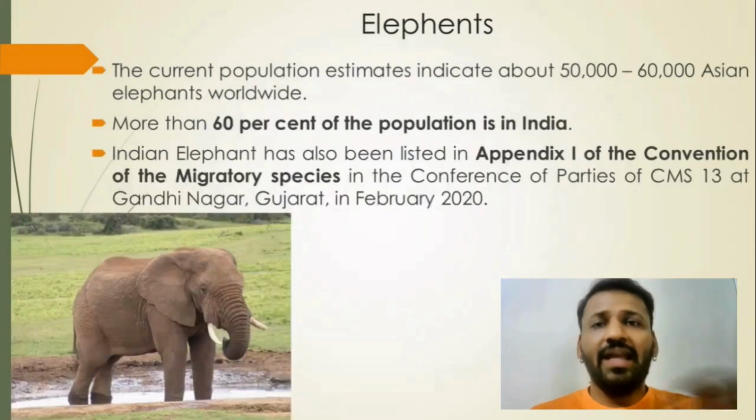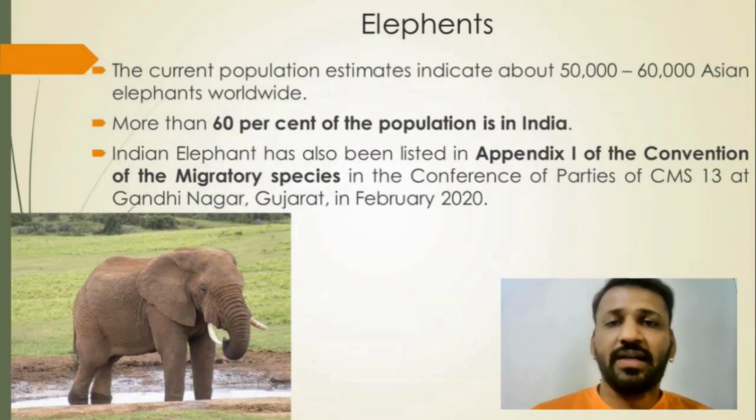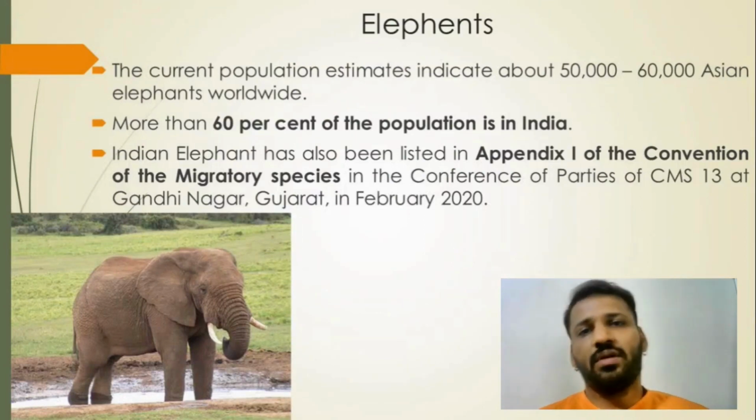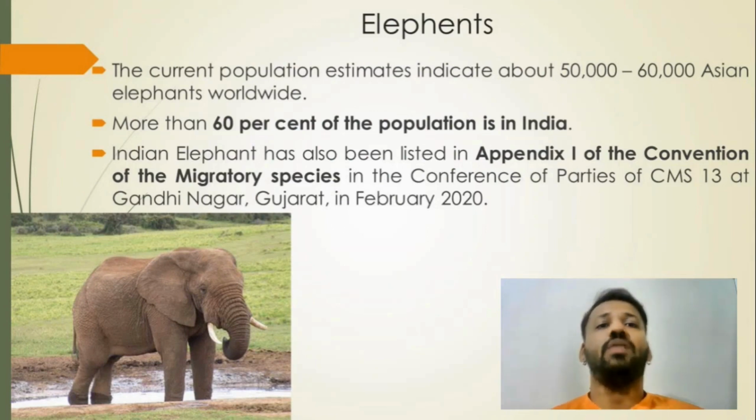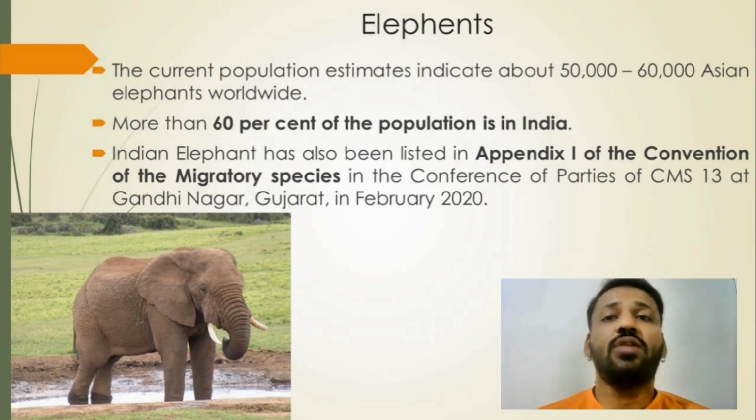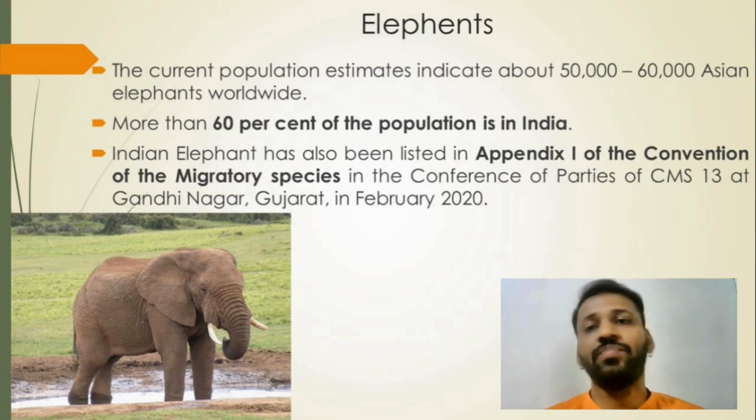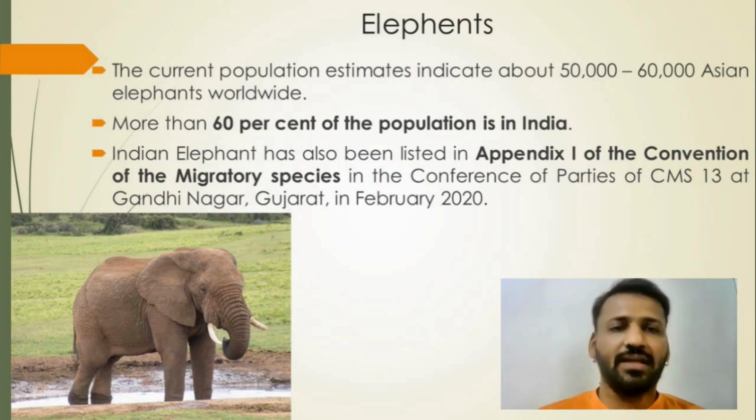Okay. Again, elephant. You know, Project Elephant has been started for the preservation of elephants. So you can see the current population of the elephant worldwide. How much? 50,000 to 60,000 Asian elephants are there. Okay, Asian elephants, not African. Out of that, 60% are in India.